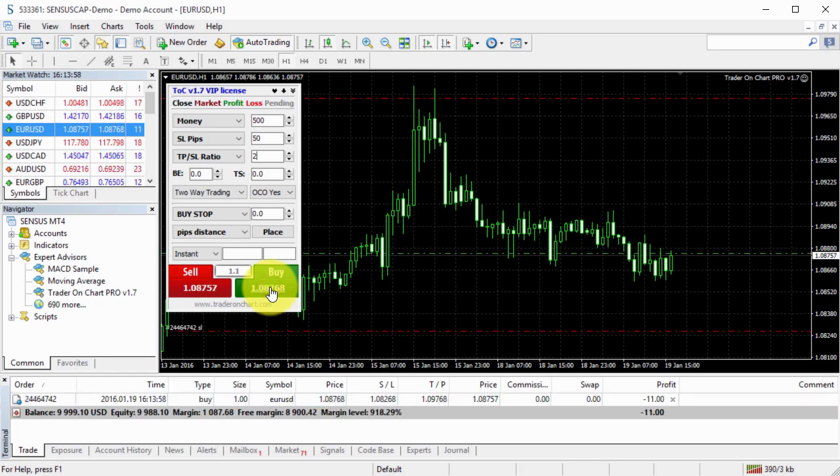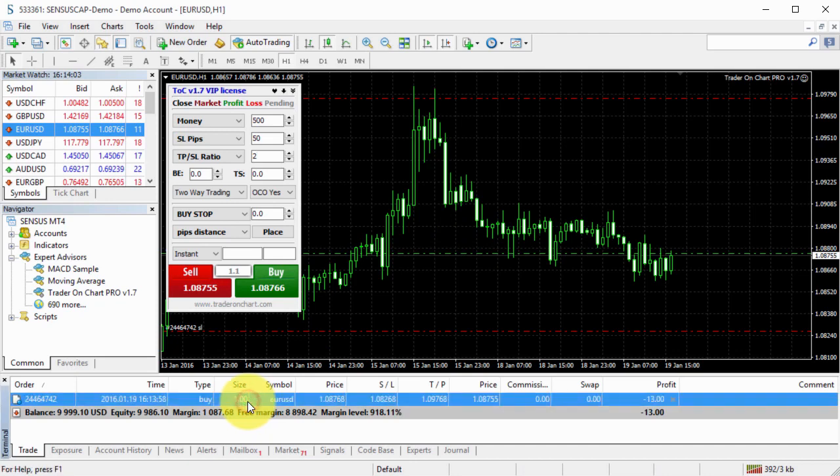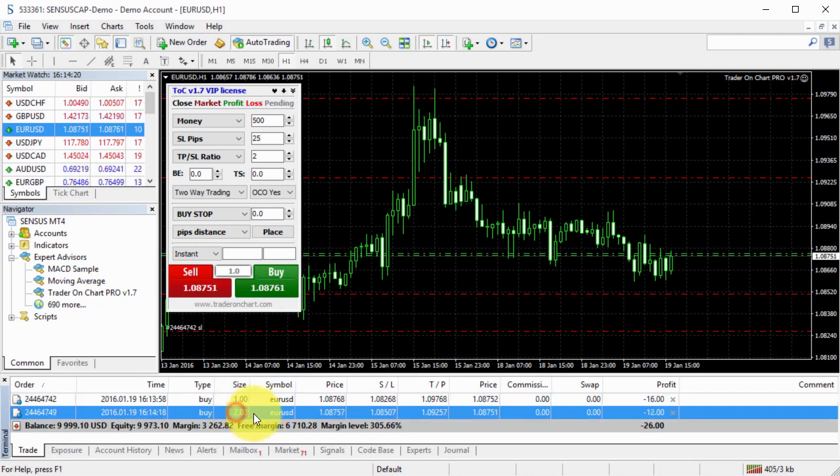I click buy, and it calculates immediately that I need a full lot size to risk $500 with a stop loss of 50 pips. If I make my stop loss smaller and then buy another trade, it will open 2 full lots. So now if both of these trades hit stop loss, both of them will lose $500 each. That's how it works.